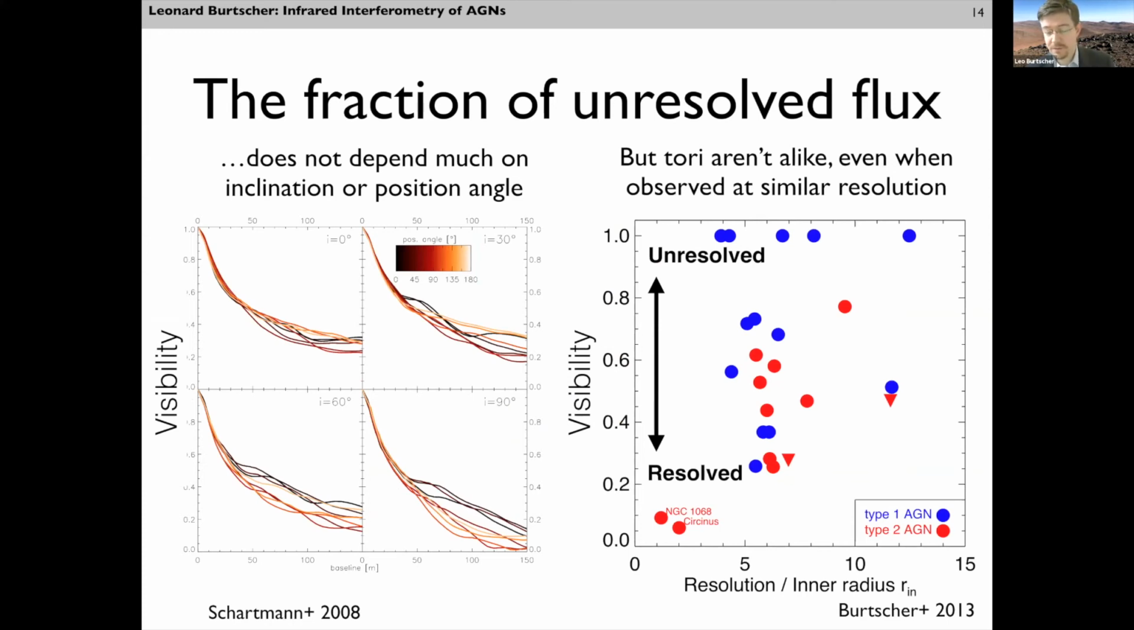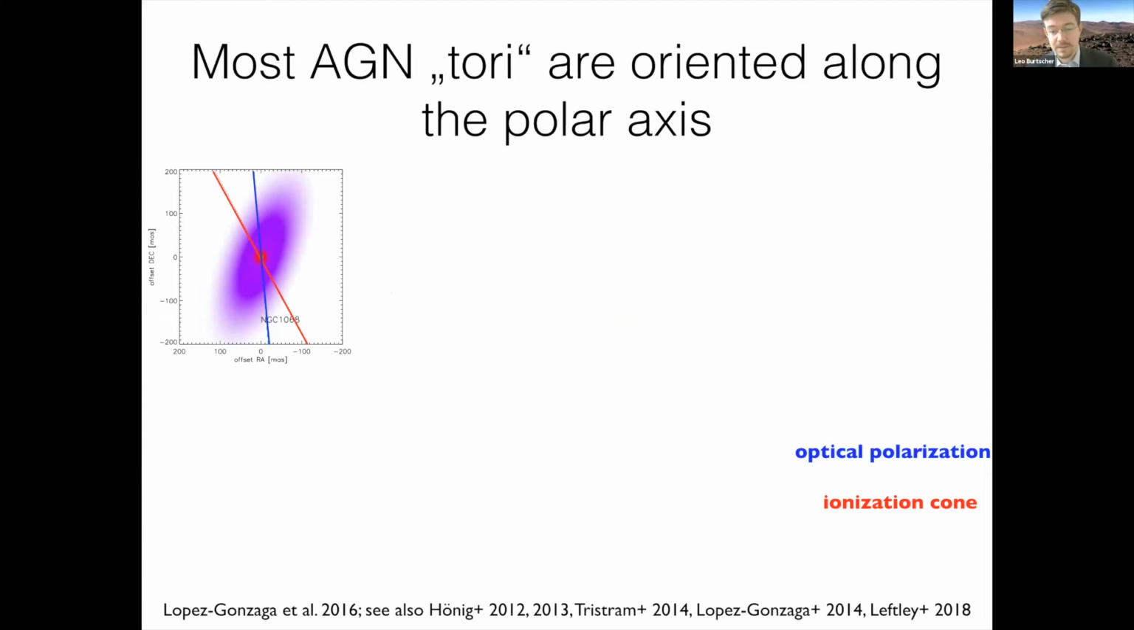But what we observe to the right is actually a huge variety of unresolved fluxes at the largest baselines for all these sources, between 20% and 100% for the fainter sources. So that tells us that these tori are not the same. They're all different.